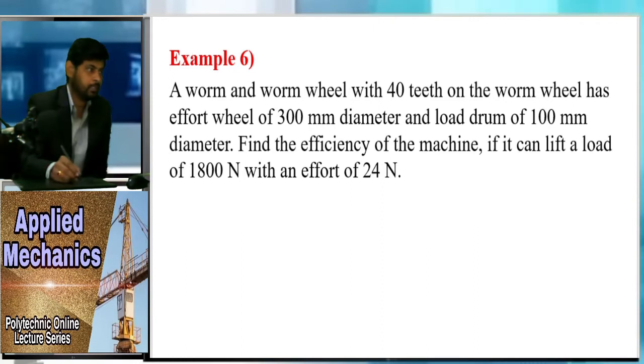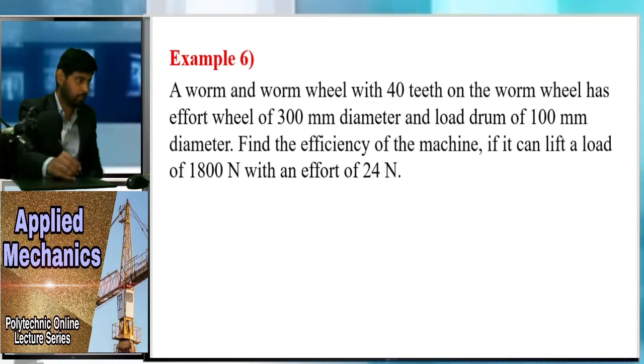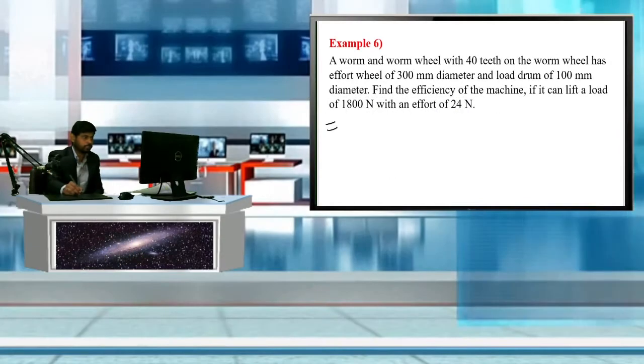Here the problem says: a worm and worm wheel with 40 teeth on the worm wheel has an effort wheel of 300 mm diameter and a load drum of 100 mm diameter. Find the efficiency of the machine if it can lift a load of 1800 Newton with an effort of 24 Newton. So the first thing we have to do here is find out the given data. So what is the given data?